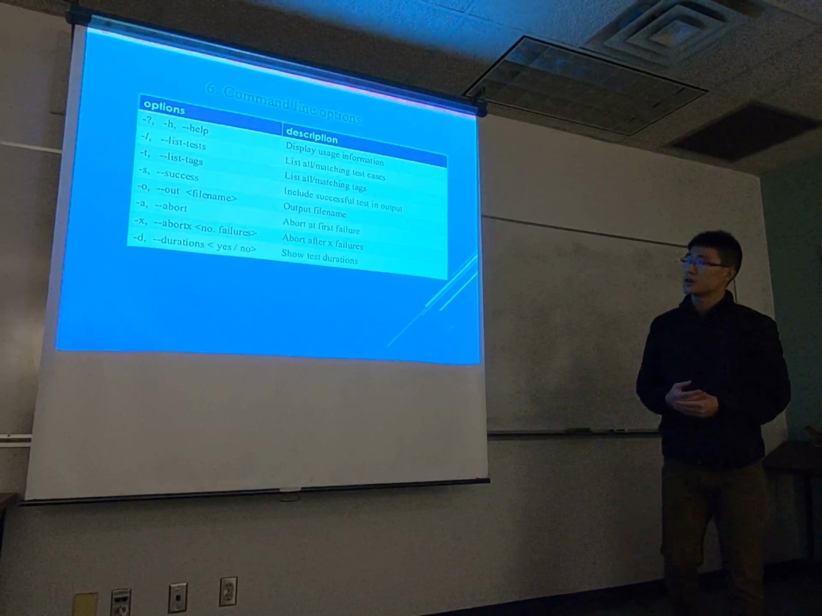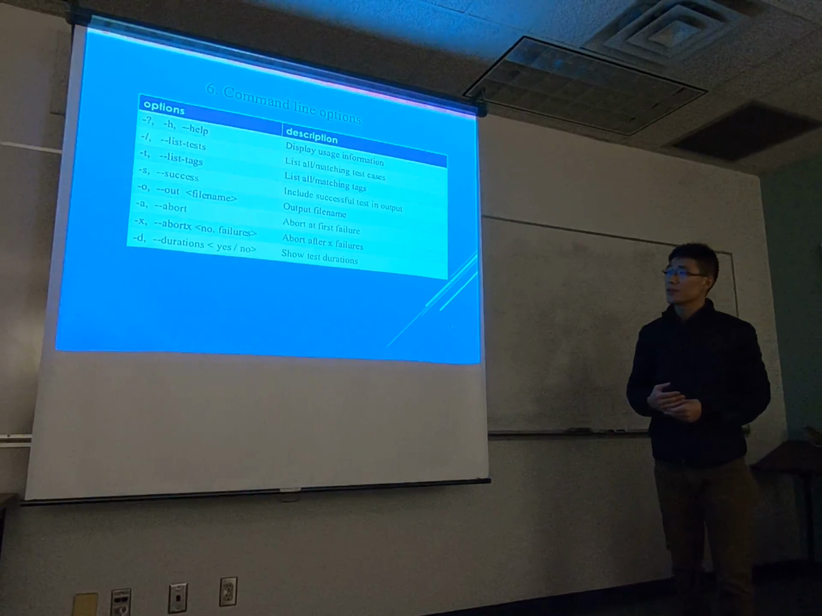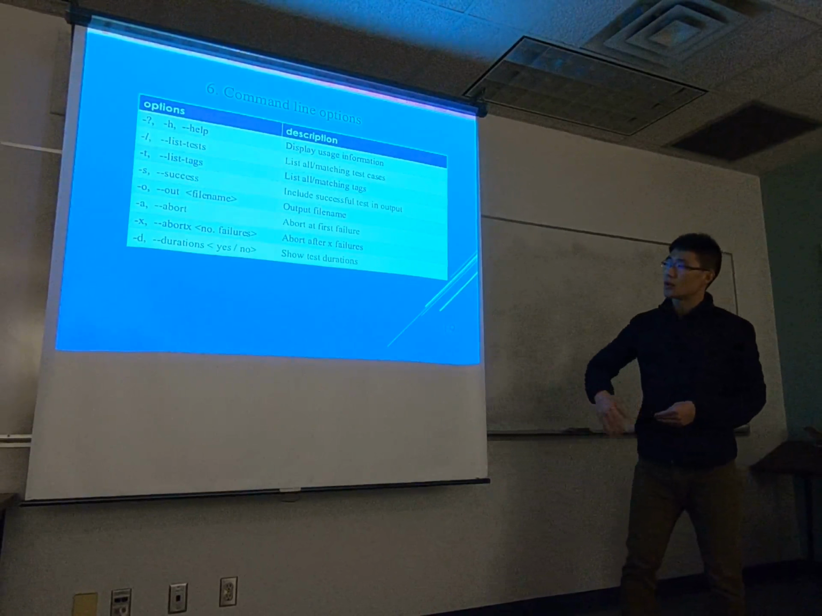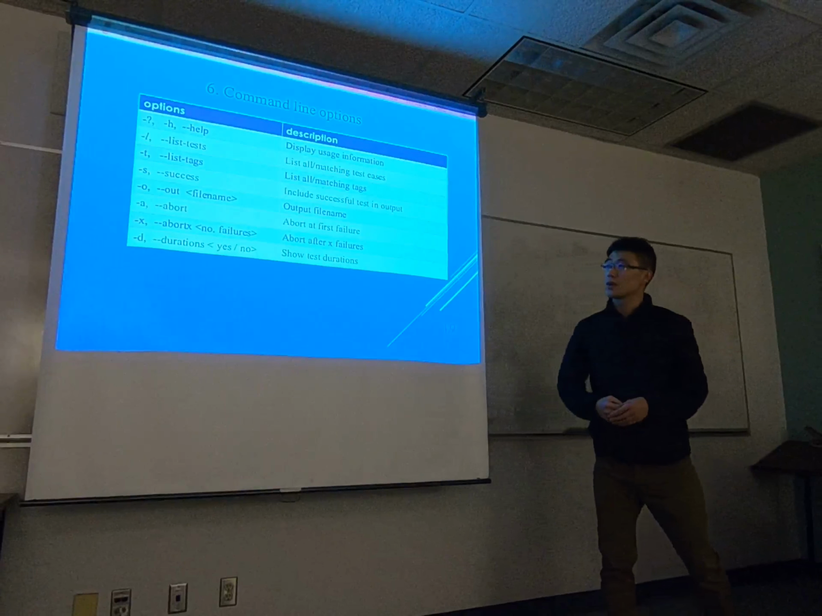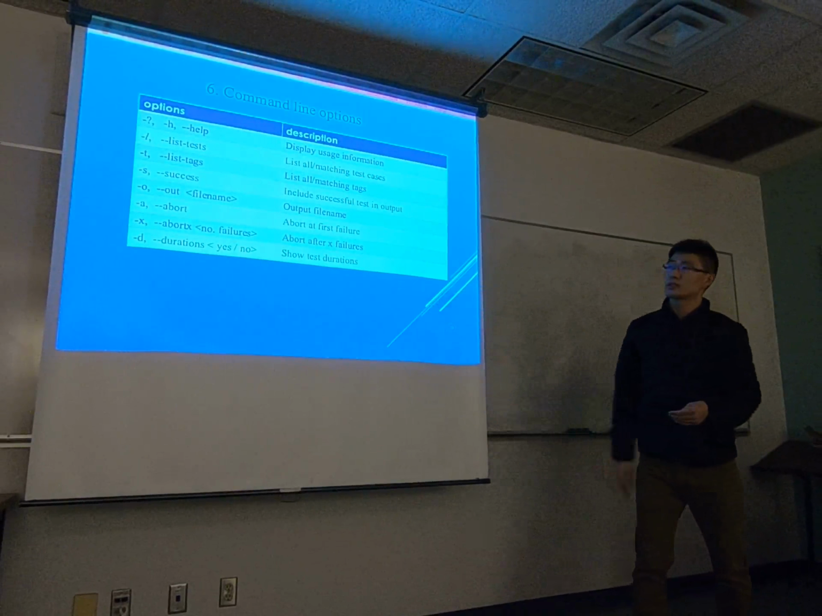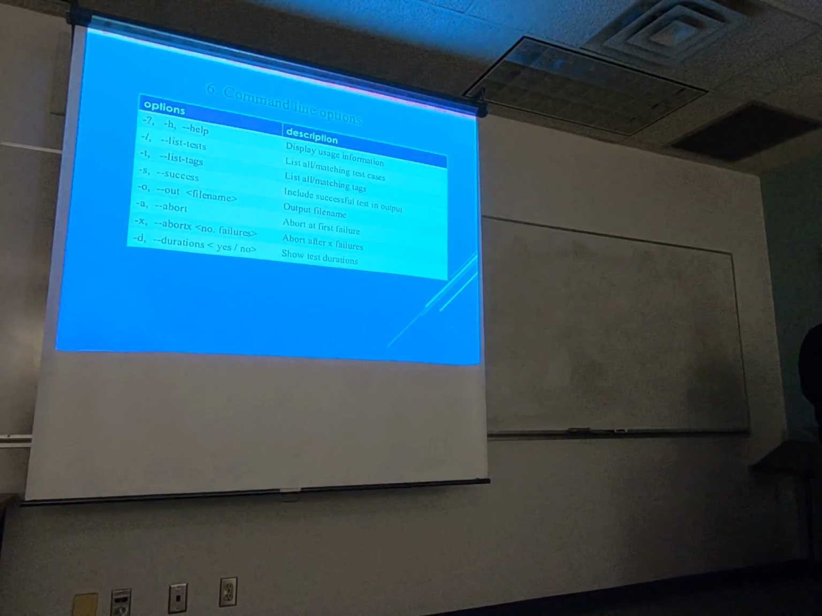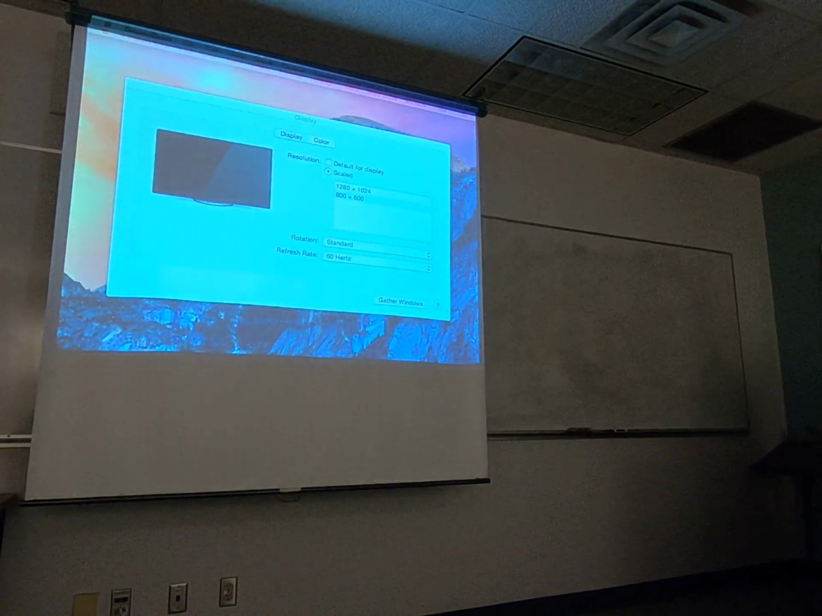Dash A means abort the test at the first failure. Dash X means abort after X failures. And dash D means show the test case durations. It's going to show the time, basically. So next, I'm going to show some examples.